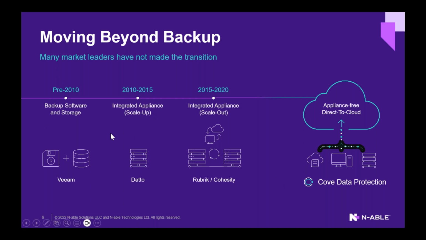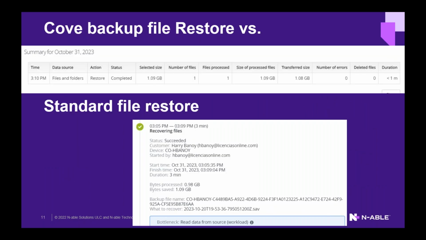Datto is the second stage and a prime example of this category. And today, we have a better way that decreases complexity and cost with Cove Data Protection, an appliance-free backup solution direct to cloud, to our own cloud.